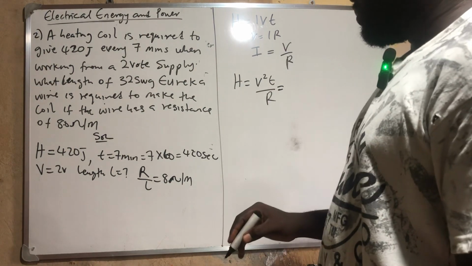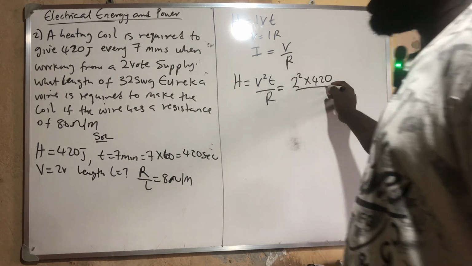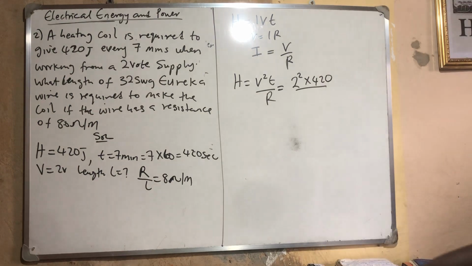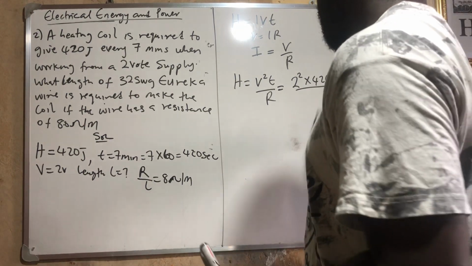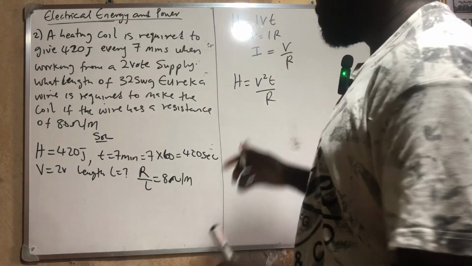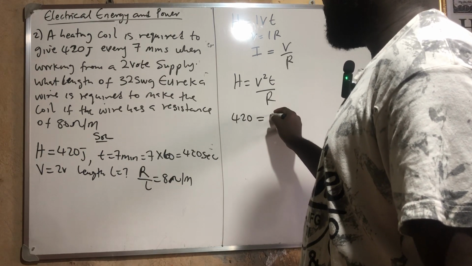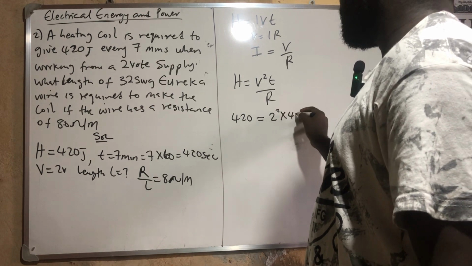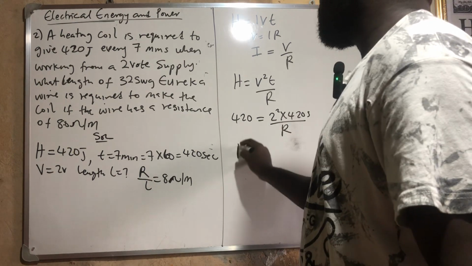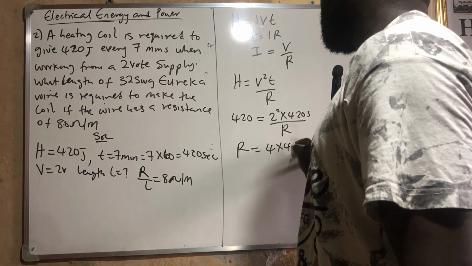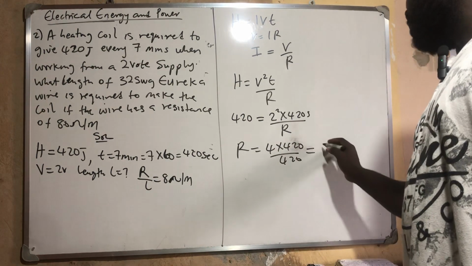So you now have that my V is 2. So 2 squared times 420 divided by the resistance that we are looking for. I'm looking for my resistance. So I'm having that 420 is equal to my V, 2 squared, which is 4, times 420 seconds, now divided by my R I'm looking for. So my R will now be 4 times 420 divided by another 420. So what do I have as my R? My R will now be 4 ohms.